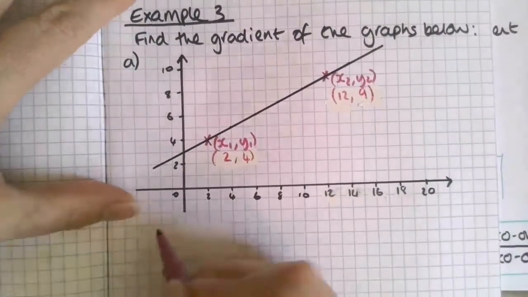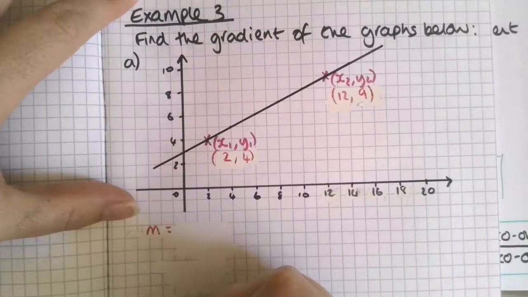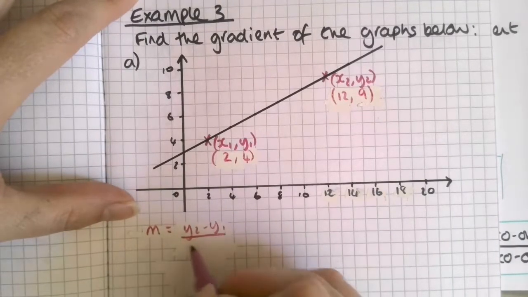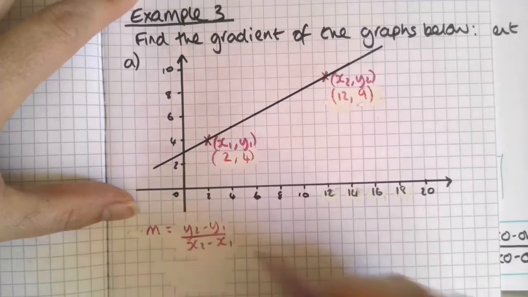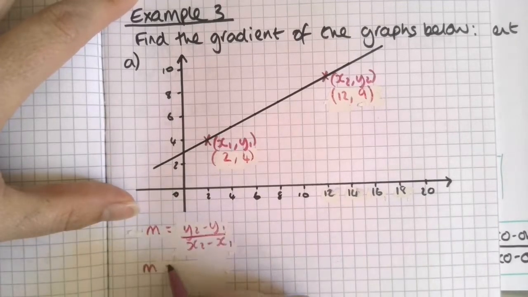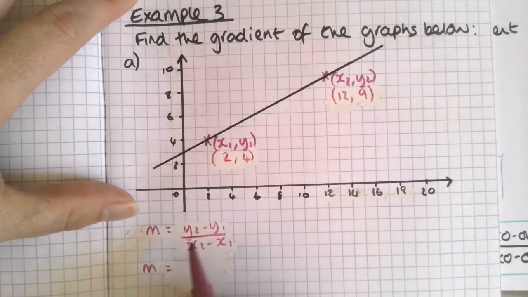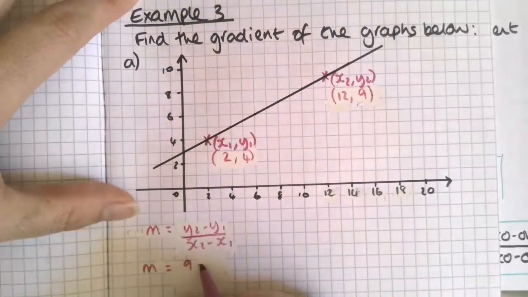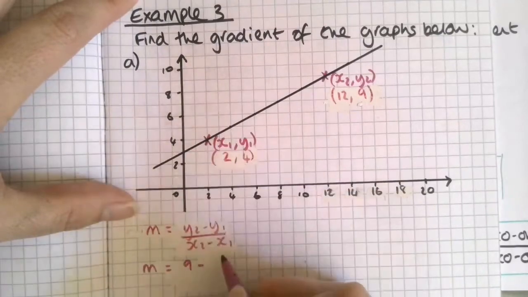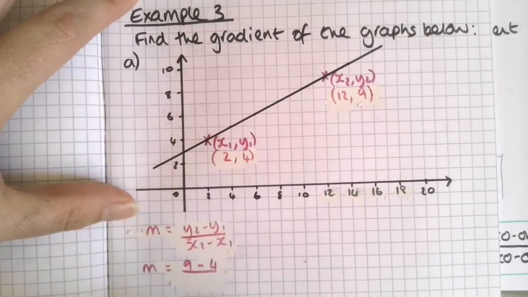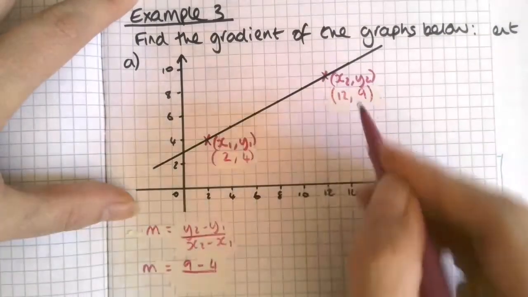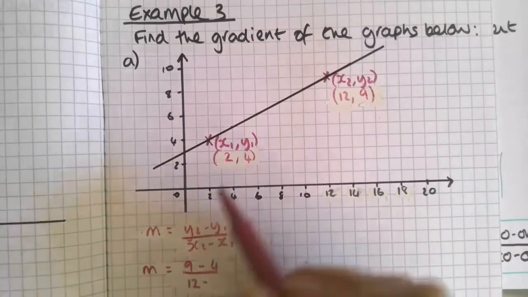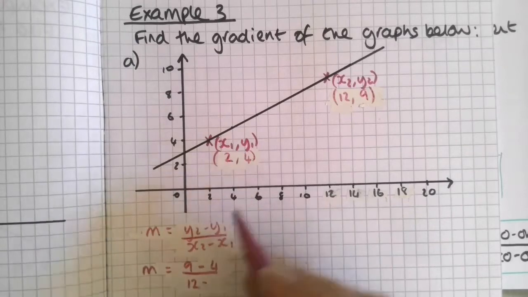So, write out our equation for calculating the gradient. m for gradient is y2 minus y1 over x2 minus x1. Now all I have to do is substitute in my values. So y2, if I look up here, is 9. Take away y1, which is 4. All divided by x2, which is 12. Take away x1, which is 2.